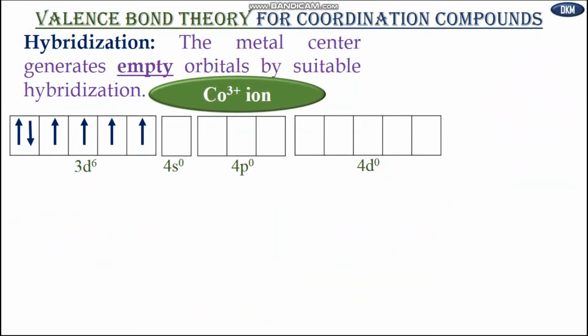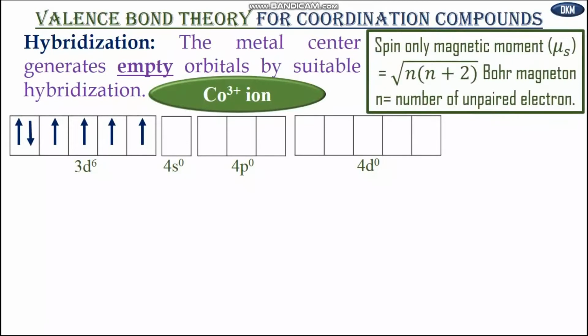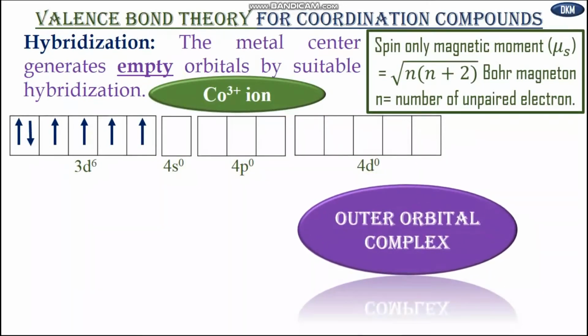You know, the compounds which have unpaired electron or electrons show paramagnetism, and the spin-only magnetic moment is presented by the equation mu s is equal to root of n into n plus 2 Bohr magneton, where n is the number of unpaired electrons present in the complex. With increasing the number of unpaired electrons, mu s increases, and with decreasing the number of unpaired electrons, mu s decreases. Now, consider the outer orbital complex.